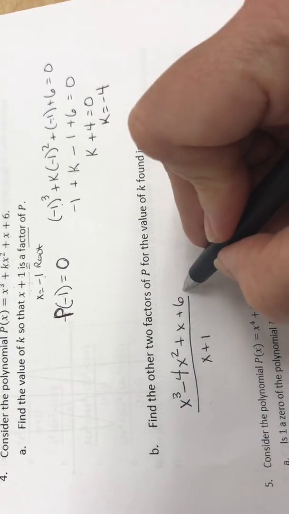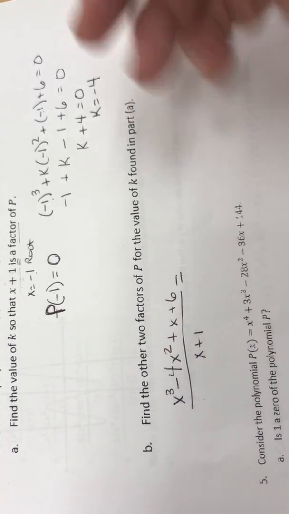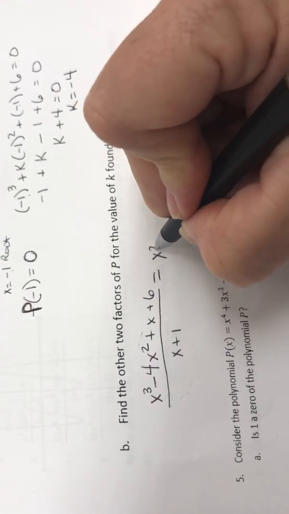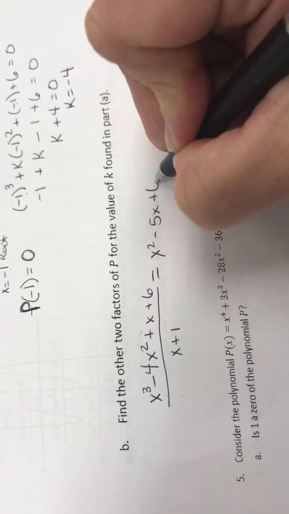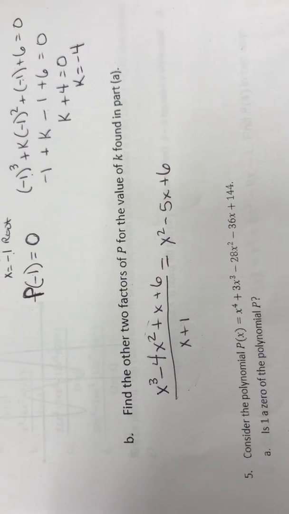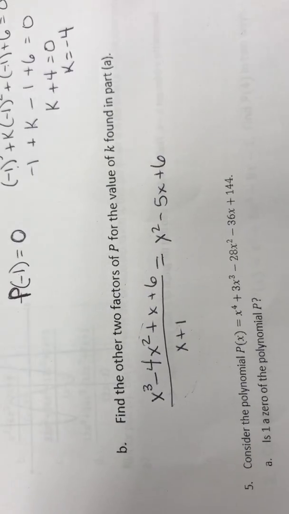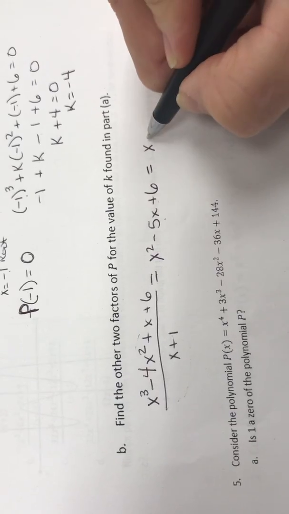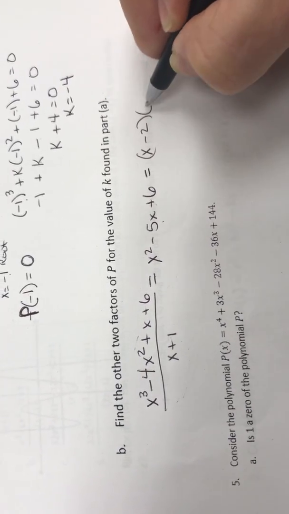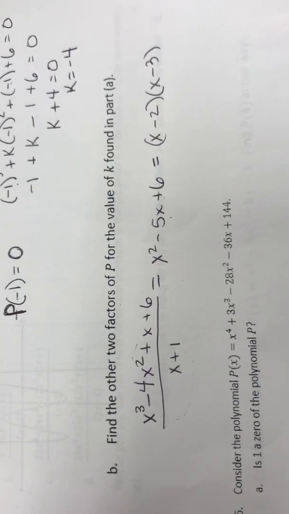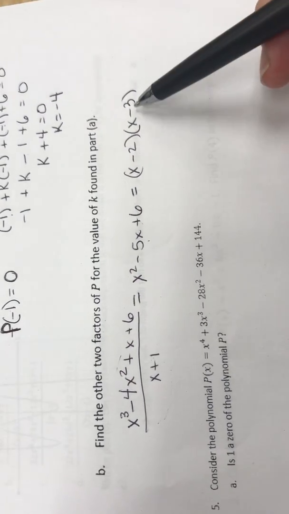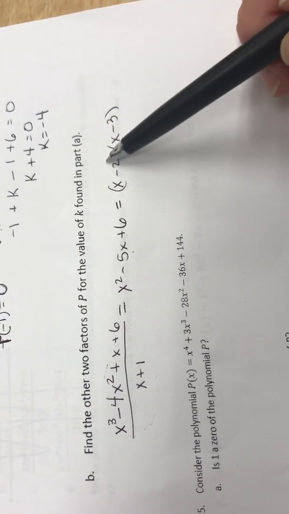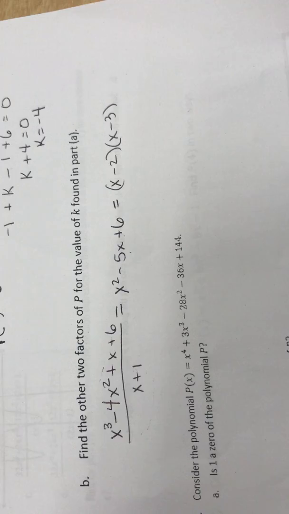So you would take this and divide it, which is what you did 3 weeks ago. If you divide this, you get x squared minus 5x plus 6, no remainder. So they asked for what are the other two factors? Well, first week of school, we learned how to factor that. So what that's telling us really is that x plus 1 is a factor, x minus 2 is a factor, and x minus 3 is a factor.